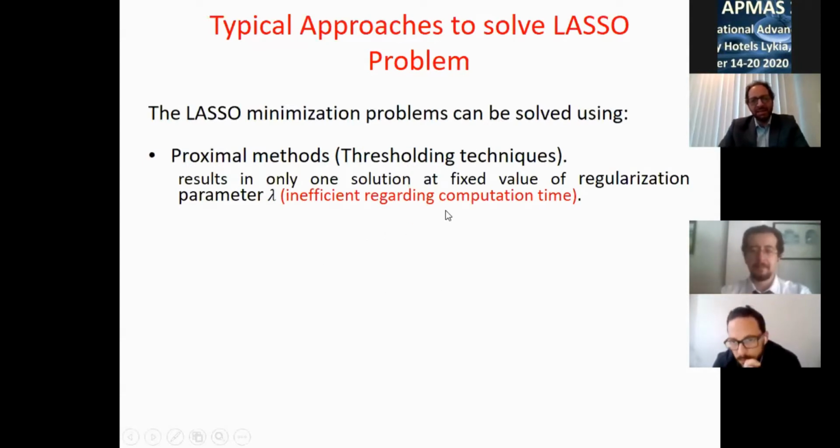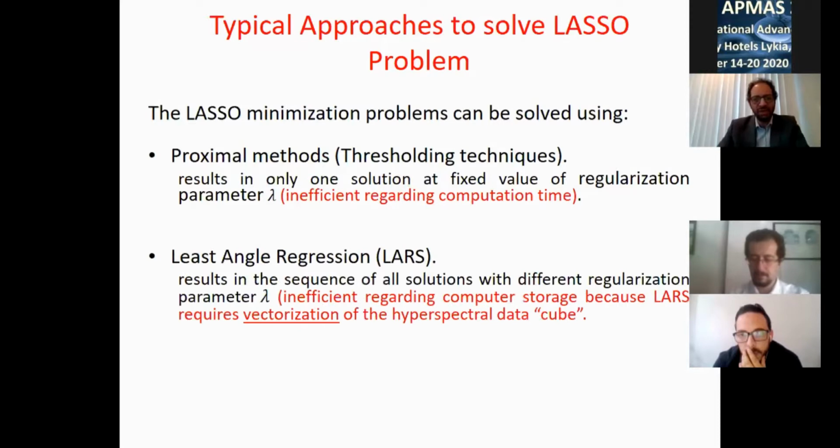And this is really kind of easy. It's not a problem when it comes to storage, but it's very inefficient because it can only solve this problem for one single lambda. So if you want to solve this problem really properly, you'll have to solve it for many, many values of lambda and then pick the solution that you feel is the right solution. However, least angle regression is a method that allows you to solve for all values of lambda all at once.